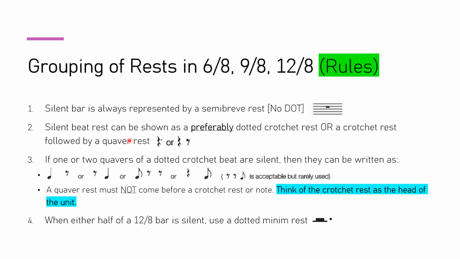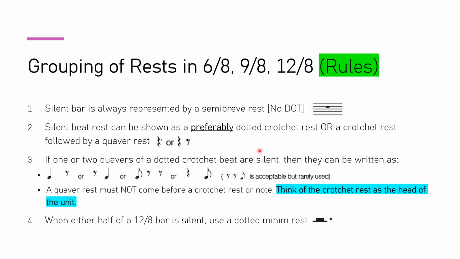Second one is a silent beat. A rest can be shown preferably as a dotted crochet rest, or you could also show it as a crochet rest followed by a quaver rest. Remember when we're talking about a beat in compound time, we're talking about a dotted crochet. We're looking at 6/8, 9/8, and 12/8. All these, the beats are dotted crochet. The 8 in 6/8 stands for dotted crochet, right?